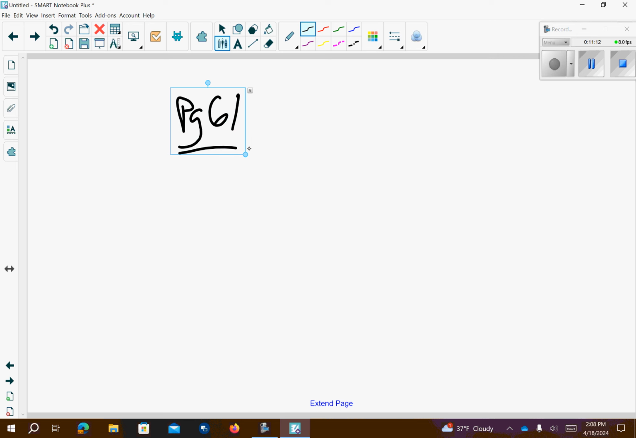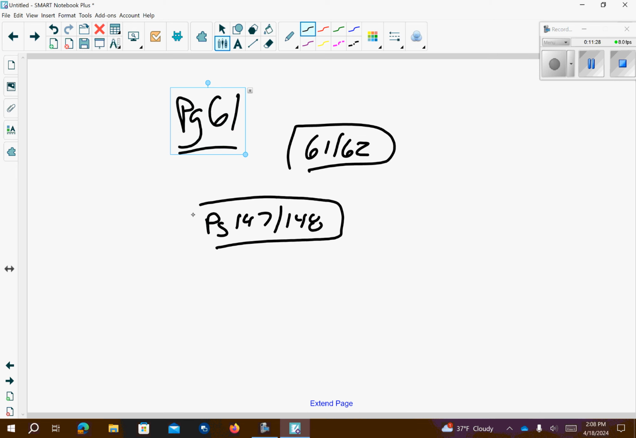So if you read through the rest of 62, pages 61 and 62, it talks an awful lot about it. And if you just take an honest look at pages 147 and 148, when you get done looking at it, we'll go over this on Monday.